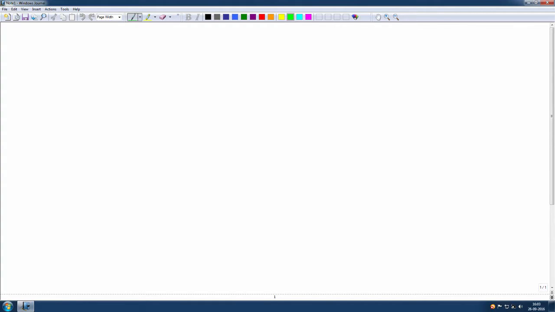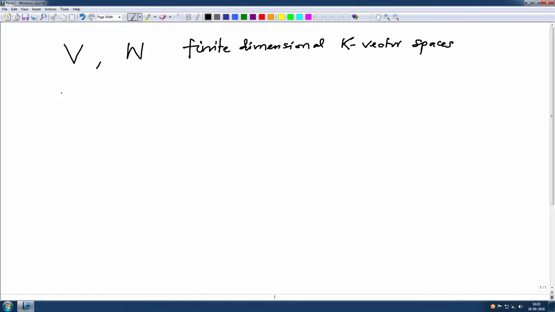So, the situation is we have V and W. Let us assume from the beginning finite dimensional K vector spaces, and let us call n to be the dimension of V, m to be the dimension of W, and let us take V to be a basis of V.